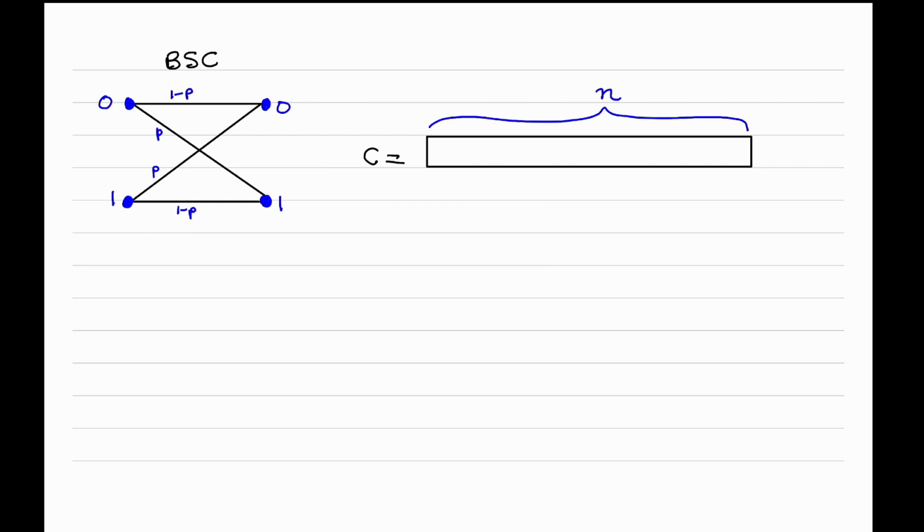For example, if the code is a binary code of length n, and let's say its error correcting capability is 3, then if at most 3 bits of a code word are flipped during transmission, let's say these 3 bits that I'm choosing randomly, then the decoding algorithm is capable of making the correct decision. If 4 or more bits are flipped during transmission, let's say these 4 bits, then the decoding algorithm might make an incorrect decision.